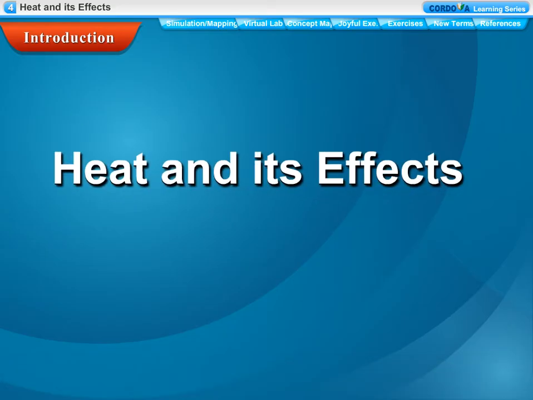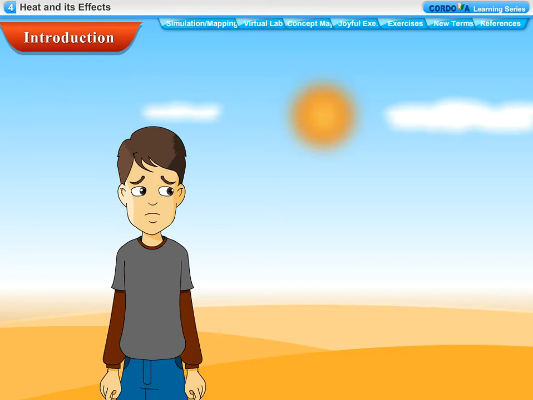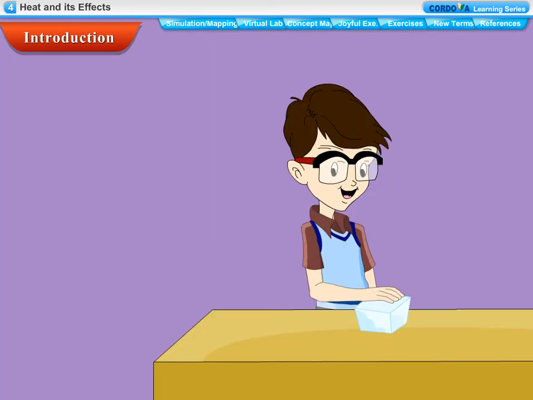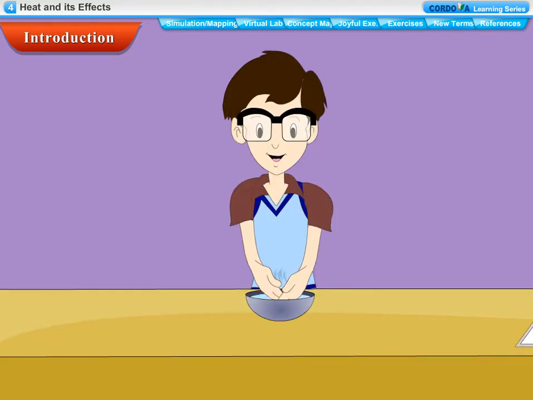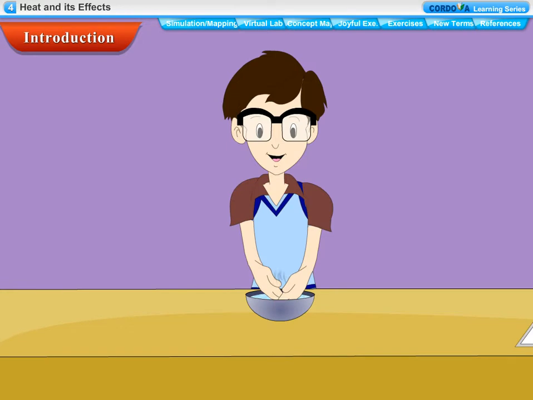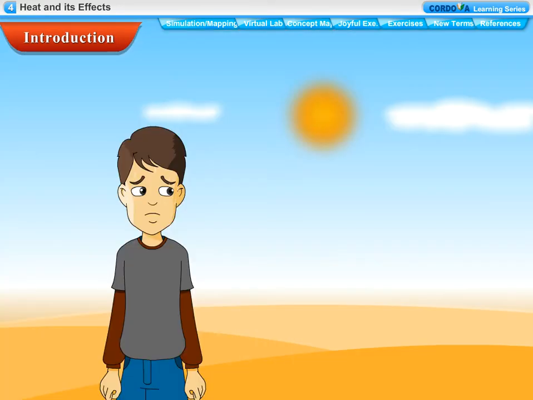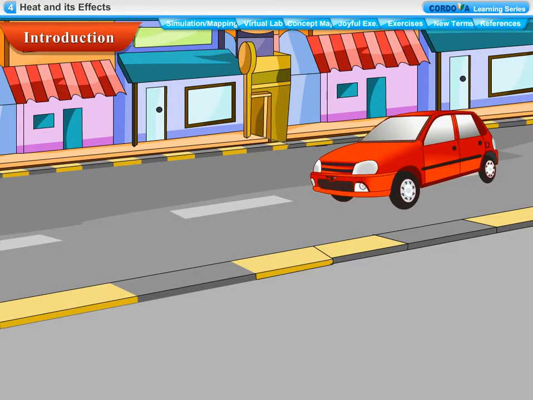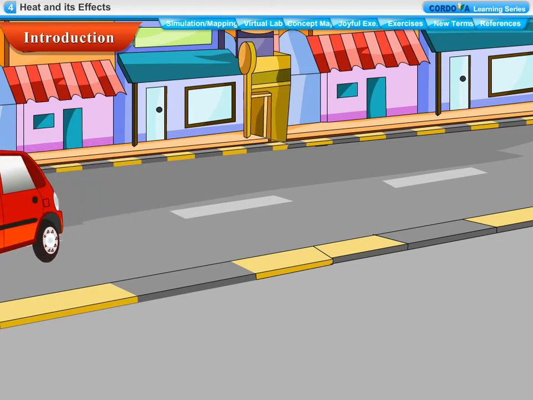Chapter 4. When we stand in the sun or sit near a fire, we feel hot. When we touch a lump of ice, we feel cold. When we dip our finger in warm water, we feel warm. Thus, we feel cold, warm, or hot. Heat is a form of energy which causes the sensation of hotness and coldness.